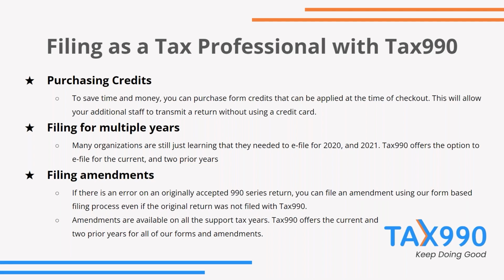Tax990 also offers the option to file amendments and prior year returns. So Tax990 offers e-filing for the current and 2 prior years as mentioned, as well as the option to file an amended return on an originally accepted form for the current and 2 prior years.